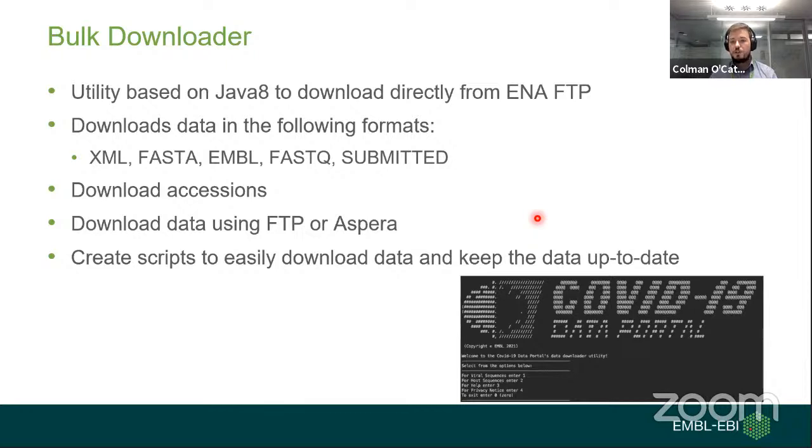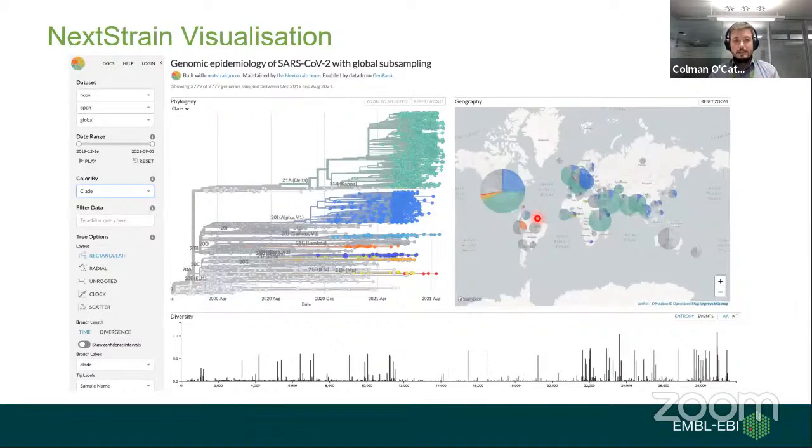If you wish to go down that route, to keep your archived copies of data up to date. One of the projects we are working on is trying to implement Nextstrain visualization, particularly based off the systematic analysis data. So we're hoping to have a public instance of Nextstrain visible on the portal in the coming months.